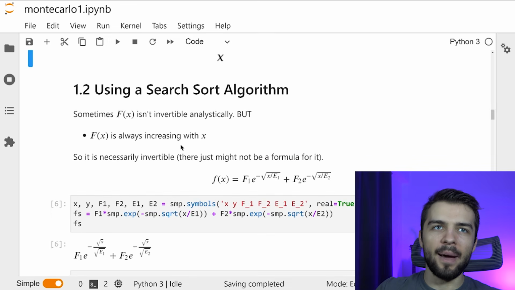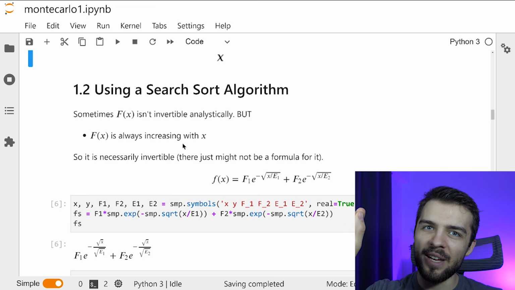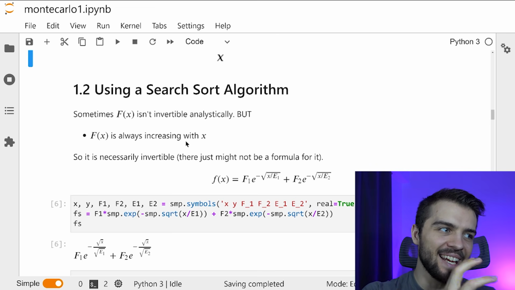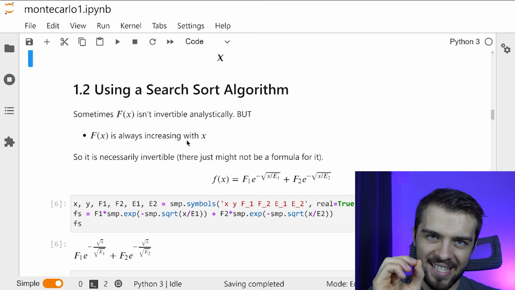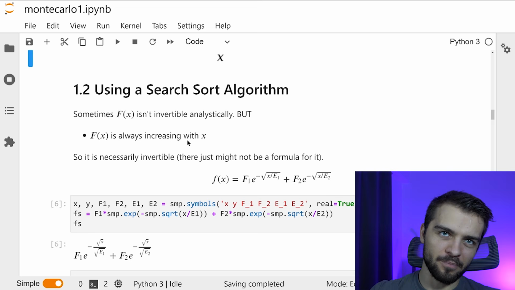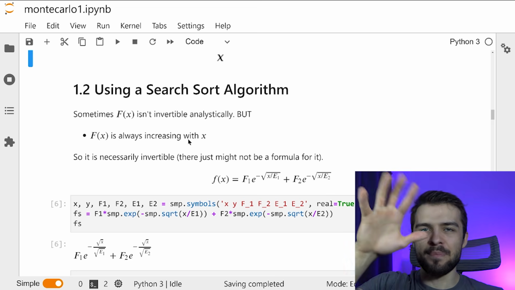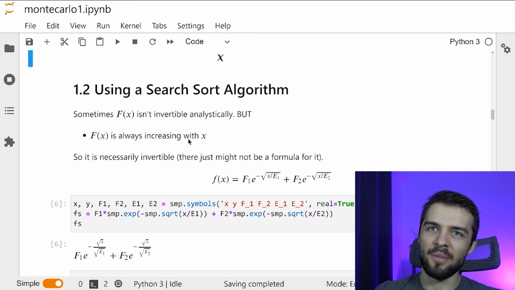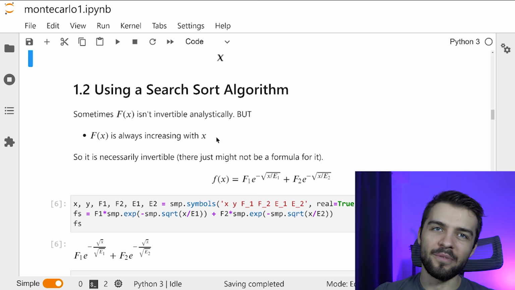And so if capital F is always increasing, there's necessarily an inverse. It doesn't mean that there's an analytical inverse, like a formula that we can actually solve for, but it is necessarily invertible, right? Unless, of course, it's constant and then maybe you have a discontinuity, but it's basically invertible is what I would say. A mathematician might get mad at me for saying that, but it's basically invertible.